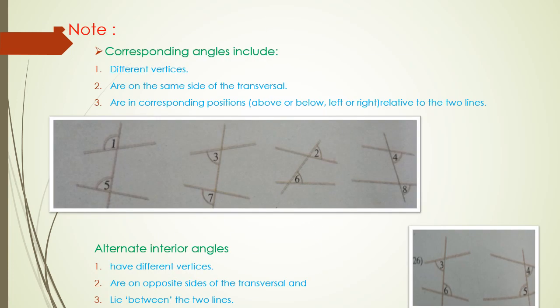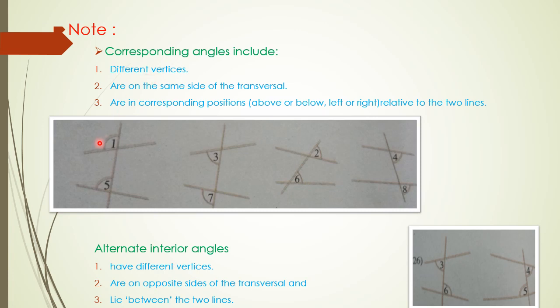Corresponding angles. How can we identify the corresponding angles? Here we have the transversal and the two lines. Two lines, you do not see the arrow bar. Here we see line segments because the line segments are part of the lines.